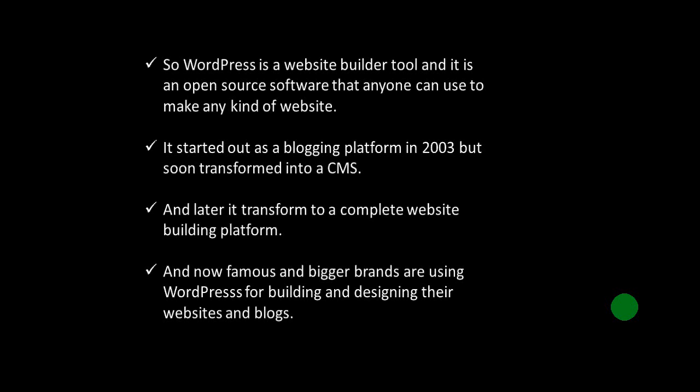WordPress is a website builder tool, and it is an open source software that anyone can use to make any kind of website. It started out as a blogging platform in 2003, but soon transformed into a CMS. And later it transformed to a complete website building platform. And now famous and bigger brands are using WordPress for building and designing their websites and blogs.